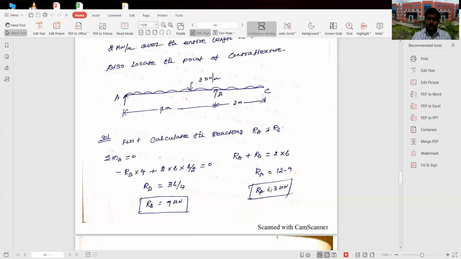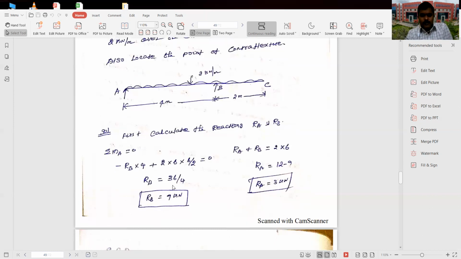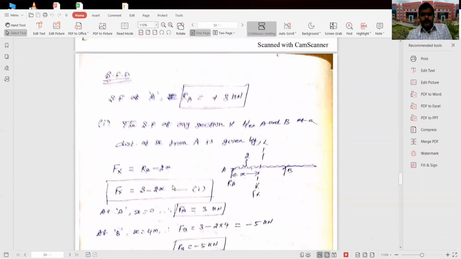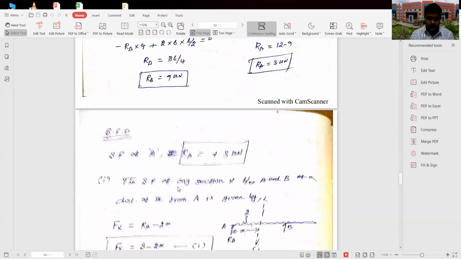So this is how we have to find the reactions first. To draw the shear force and bending moment diagram, the first step is to calculate the reactions RA and RB. For that, you have to use two equations: the sum of the moments at A equal to 0, and the sum of the upward forces equal to the downward forces. So RA value we found is 3 kN and RB is 9 kN. The next step is to draw the shear force diagram. First you consider the section between A and B.